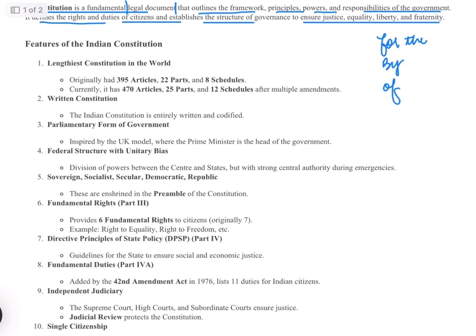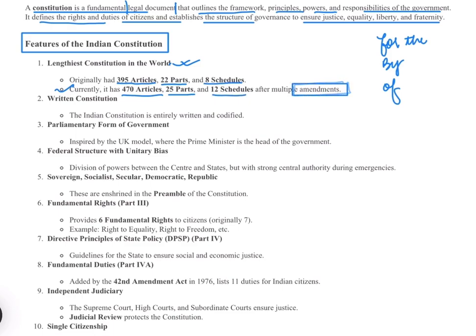Okay, next thing is features of the Indian constitution. Our constitution is the lengthiest constitution in the world. It is a fact you need to remember. Originally, we had 395 articles, 22 parts, and 8 schedules, but currently we have 470 articles, 25 parts, and 12 schedules after multiple amendments. Amendment means the addition, deletion, or modification. Any sort of modification that is done in the constitution is called an amendment.